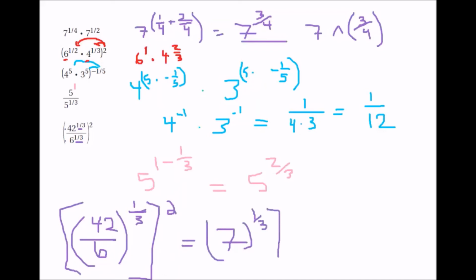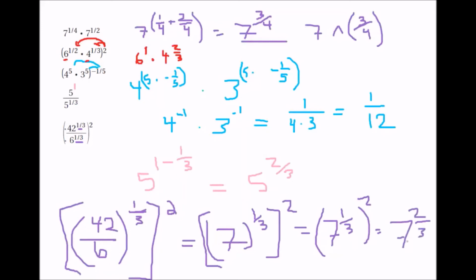7 to the 1/3 to the power of 2, which is 7 to the 1/3 to the power of 2. That means you multiply the exponent 1/3 times 2. So you get 7 to the 2/3 power, and that's your answer.